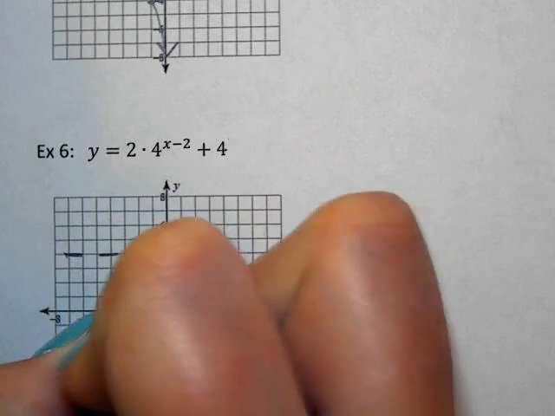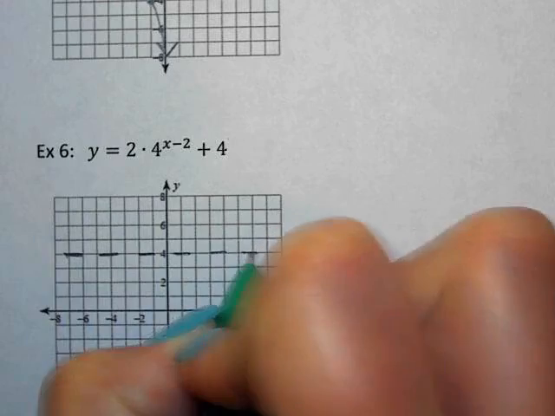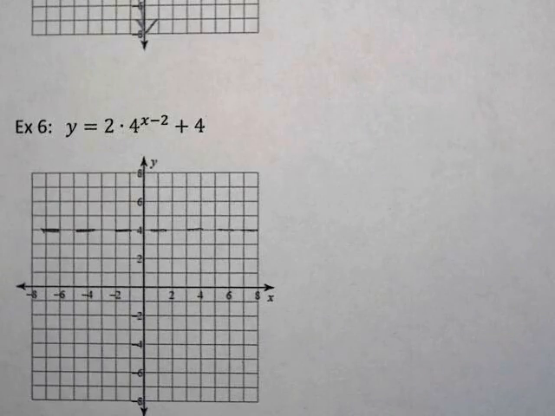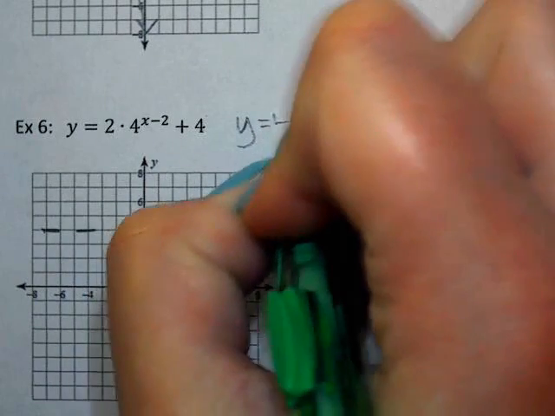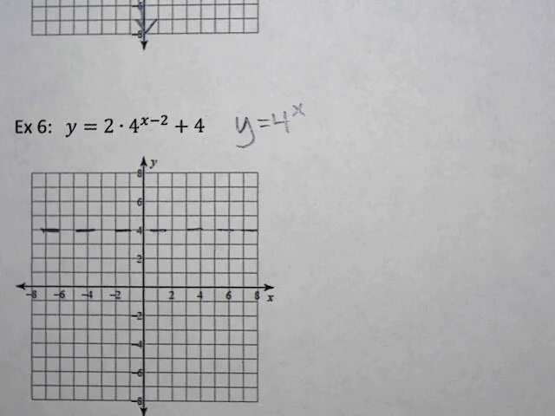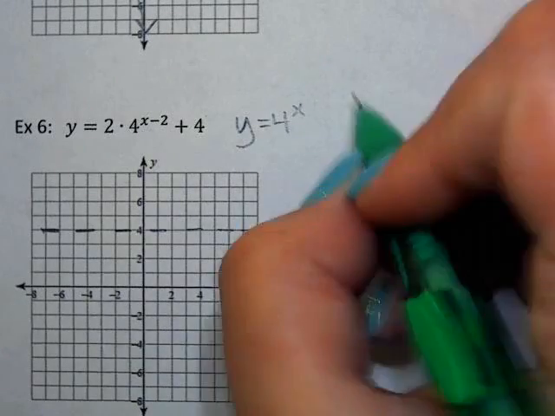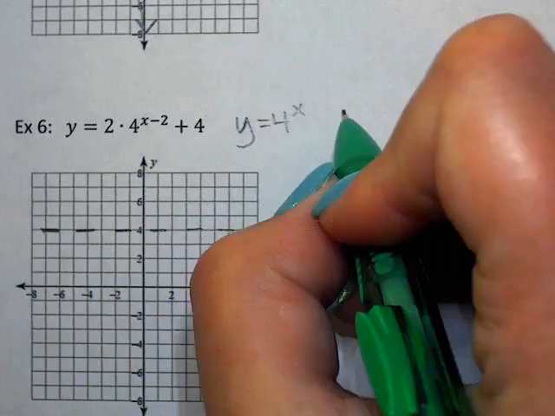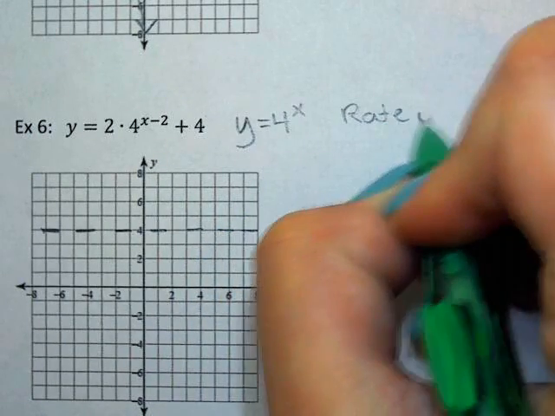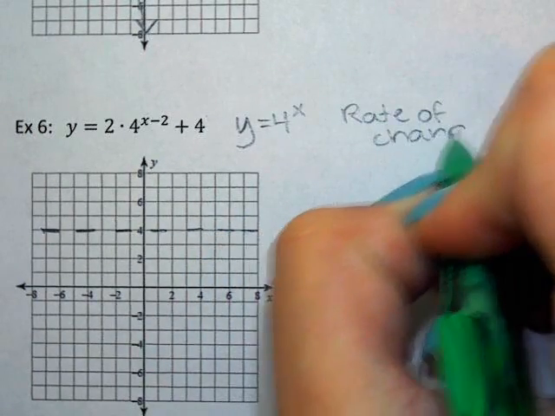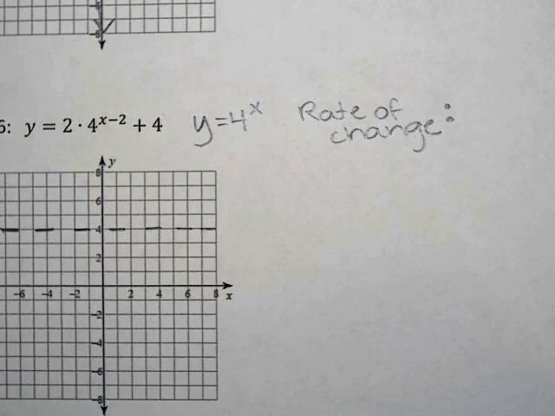Okay, and then can somebody tell me what is the parent function for number 6? What's the parent function? Yeah, y equals 4 to the x. So y equals 4 to the x, that was the parent function. That was the function with no transformations, and then it has some transformations happening to it. So sometimes they call this the base, sometimes they call this the rate of change. So I'm going to call it the rate of change just to mix things up a little bit. So what's the rate of change for this problem? Same as the base, 4.